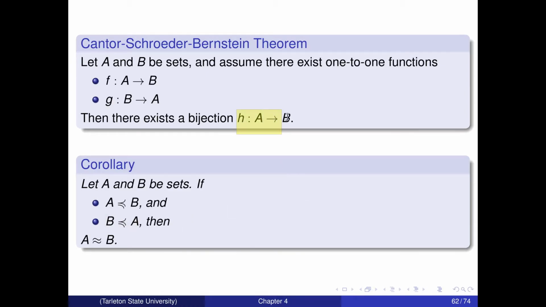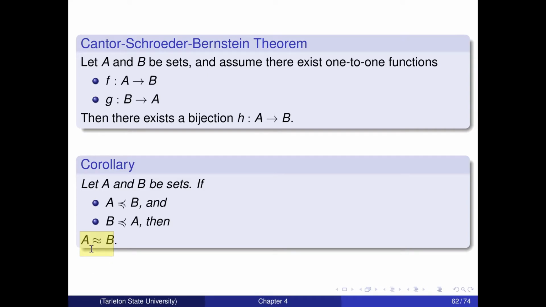And if there's a bijection from A to B, that means that A and B have the same cardinality. So what is this really saying? It's saying that if the cardinality of A is less than or equal to the cardinality of B, and if the cardinality of B is also less than or equal to the cardinality of A, then intuitively they should have the same cardinality, and that is indeed true.